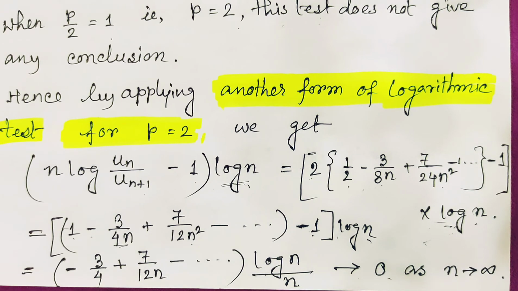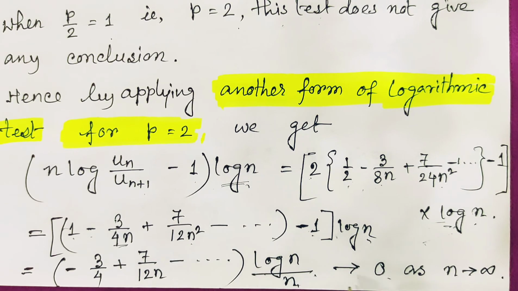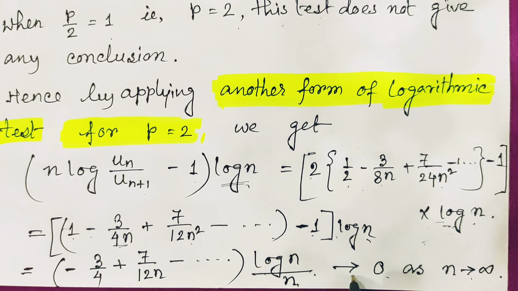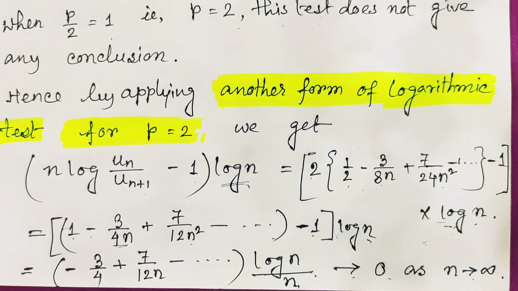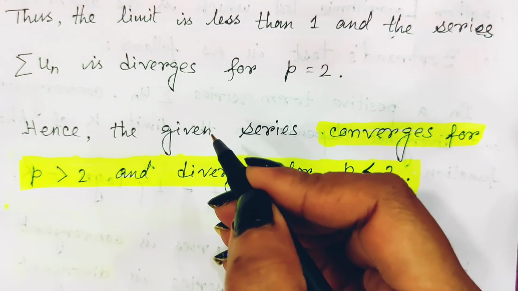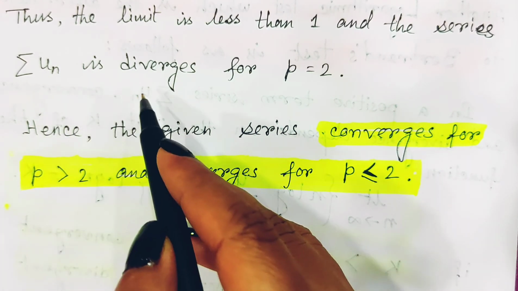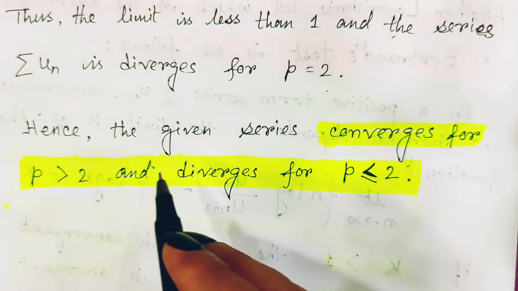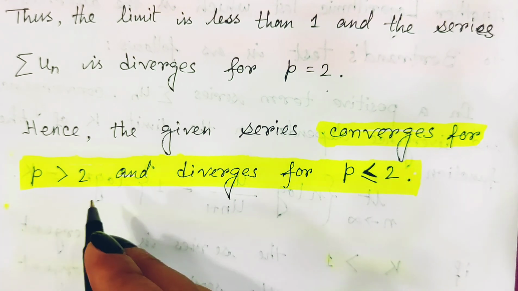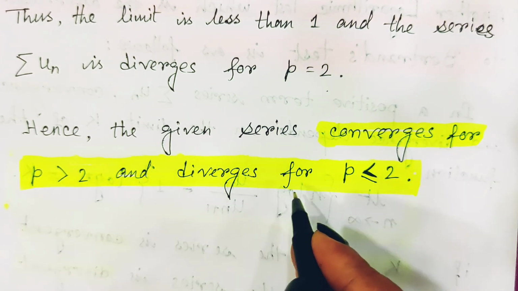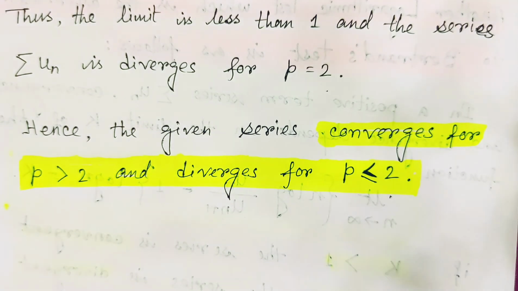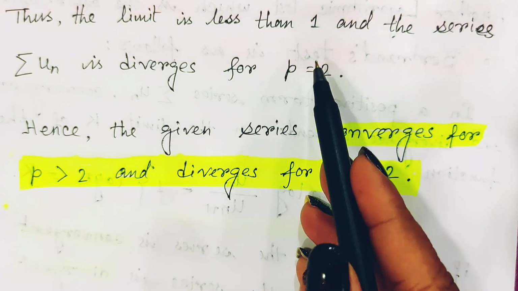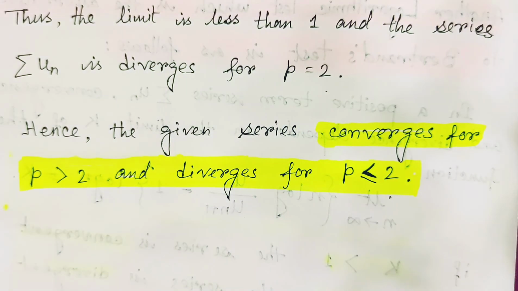Definitely when n tends to infinity, this entire term becomes 0, because n is in the denominator. Thus the limit is less than 1 and the series summation un diverges for p equal to 2. So what we can say is that the given series converges for p greater than 2 and diverges for p less than or equal to 2, because we find the limiting value is less than 1 when p is equal to 2. By using the alternative logarithmic test, we find this answer.